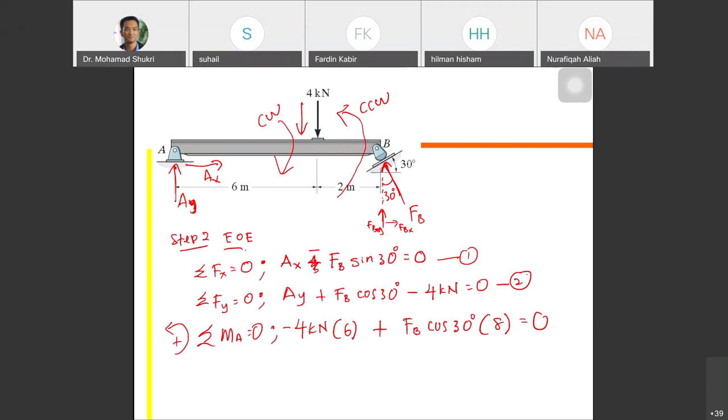So you get the answer: FB is 3.46 kilonewton, AX is 1.73 kilonewton, and AY is 1 kilonewton. Alright, so you get the answer using simultaneous equations. You have 3 equations and 3 unknowns. So you get these 3 answers.